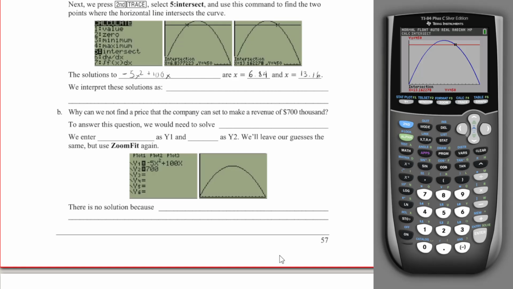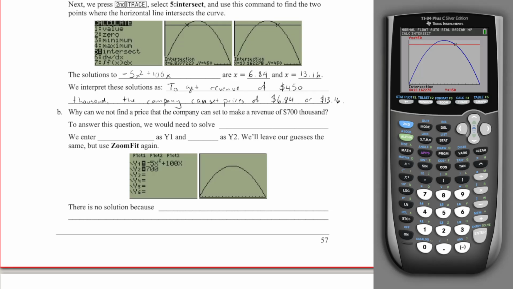And of course, the reason I kept 2 decimal places for each of those is that we're interpreting these as prices. To get revenue of $450,000, the company can set prices of $684 or $13.16.